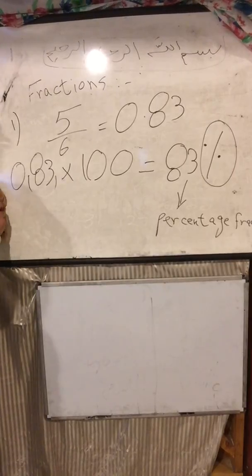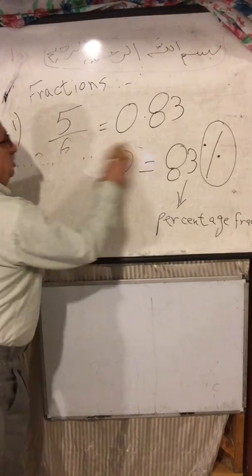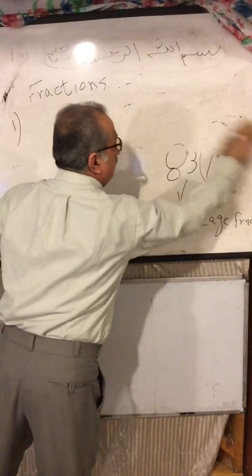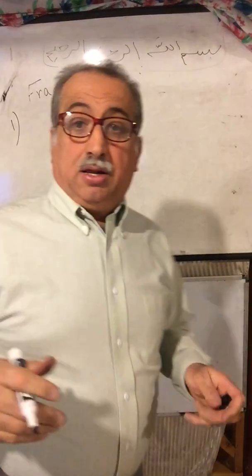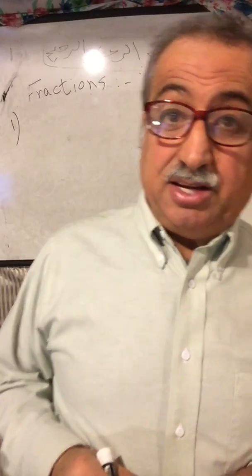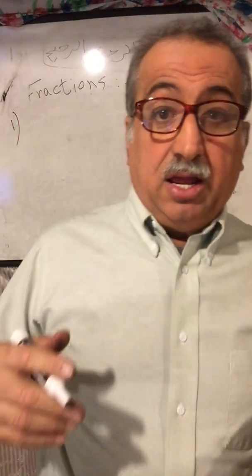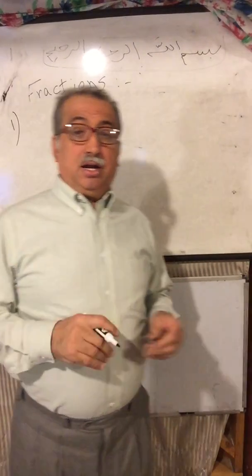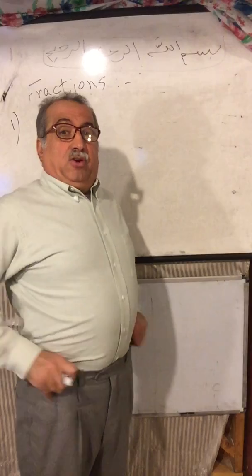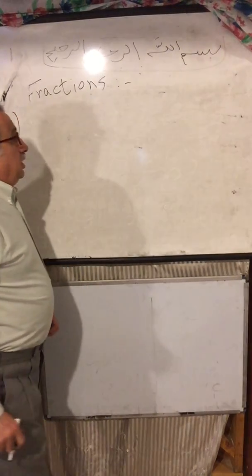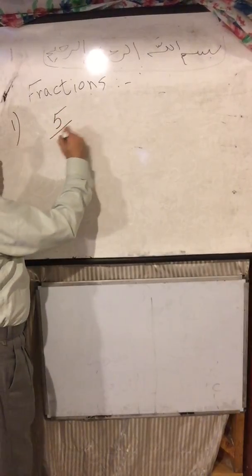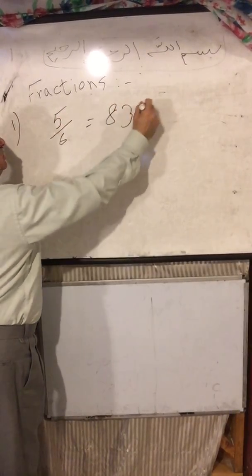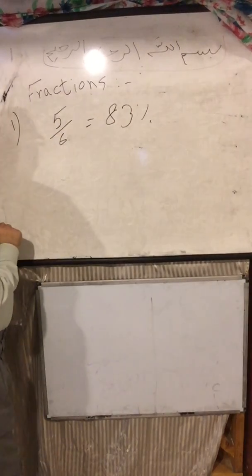Rewind it and look at it again if you need to. So what does that mean? It's very important for business applications, for work, for calculating your salary or your weekly income and comparing to the whole month, for example. So 5 over 6 equals 83%. So 5 is 83% of 6.